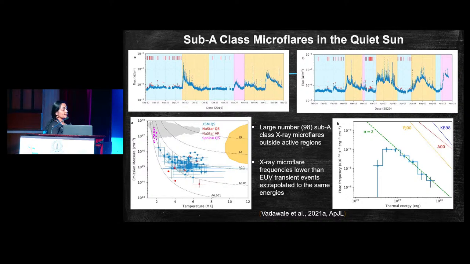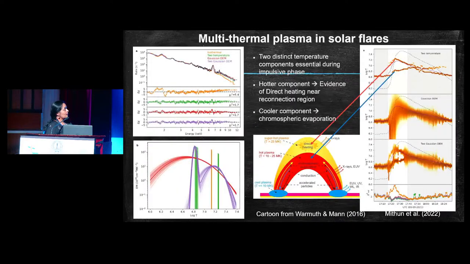And this is a very important question in solar physics. Plotted here is the flare frequency. All this is enabled because of the high sensitivity that XSM has. Also the spectral fits to XSM, which we also have to do because it's very important that we know what is falling on the moon.